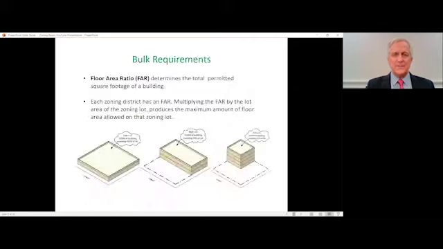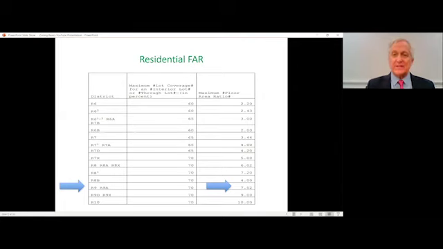So now the next question is the residential FAR. How do you determine the FAR for your particular piece of property? There's a series of charts for residential and commercial that tell you how to do this. Here's an example of several residential districts, R6 down to R10. You find your district, let's say you're in R6, and you go to the far right and you find your FAR number, in this case, 2.2.